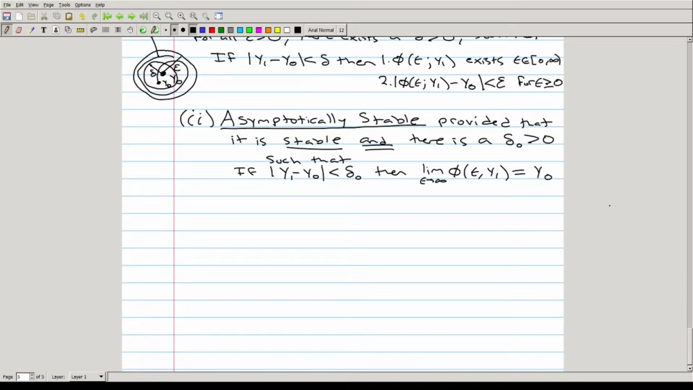And the last thing that an equilibrium point could be is unstable. So an equilibrium point is unstable if it is not stable.